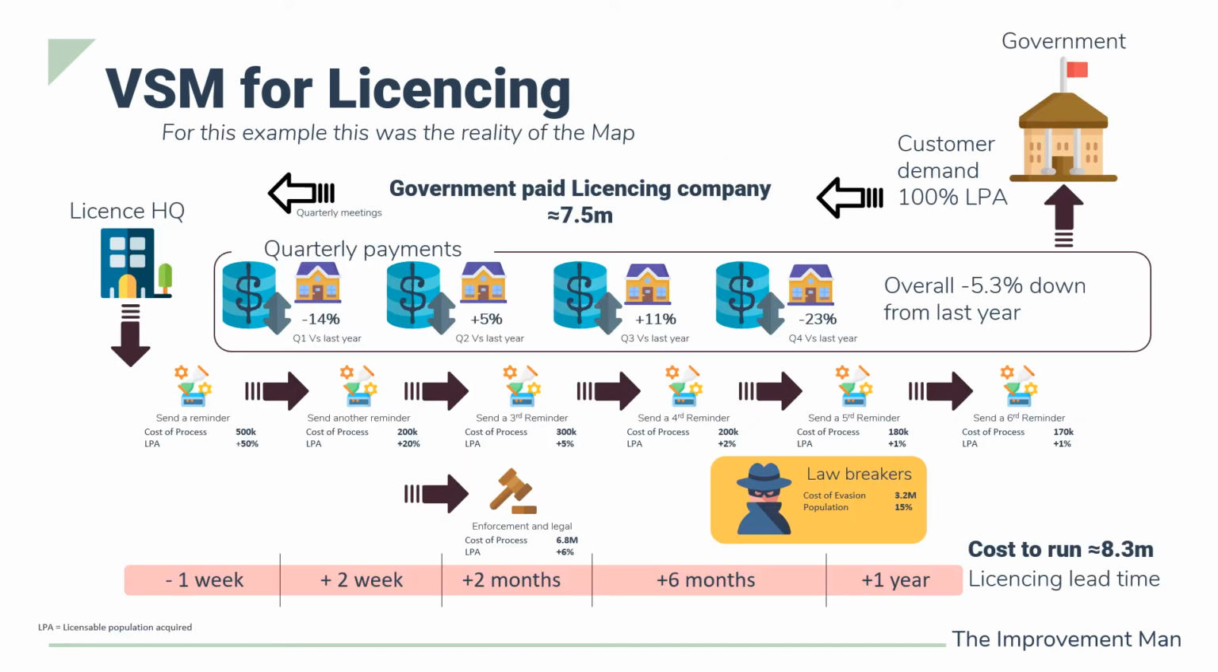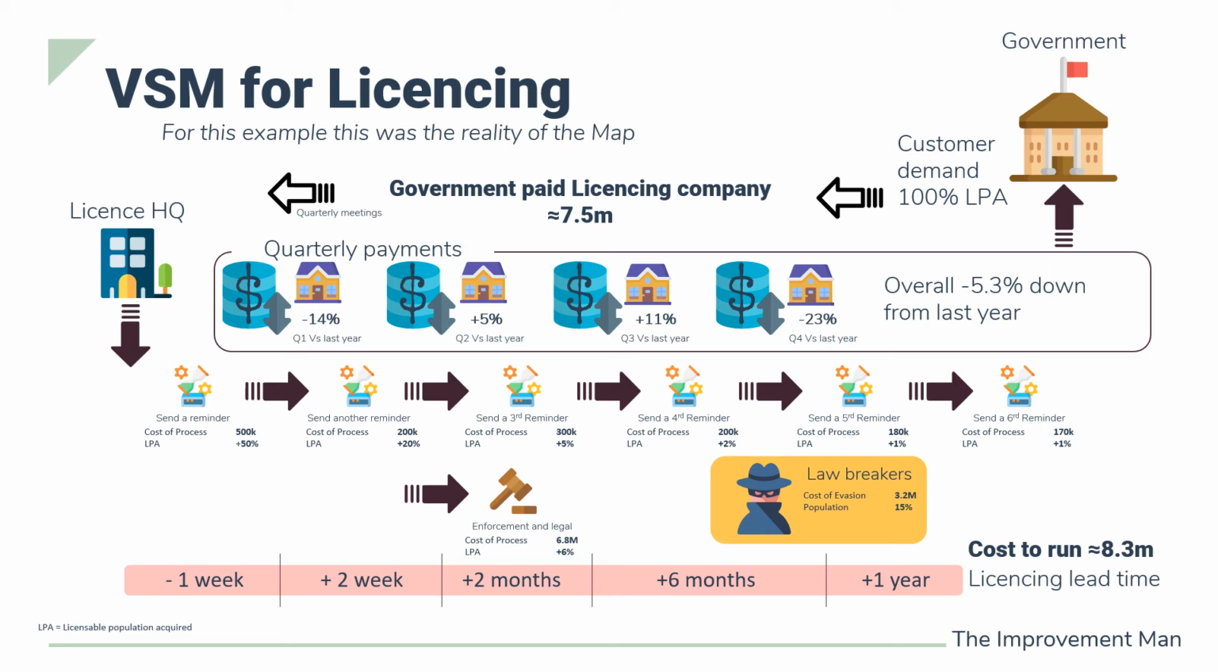This is the style of the VSM we presented back to the C-suite. On the right hand side we started at the customer, being the government, and they demanded that there was 100% of all licensable population acquired, and that was the information they were sending backwards, and they had quarterly meetings. During that period, they paid the licensing company 7.5 million.